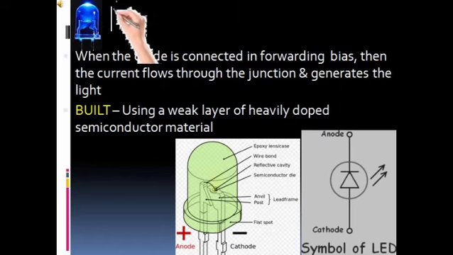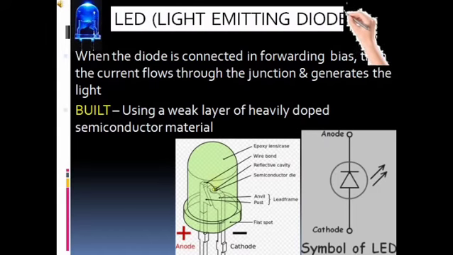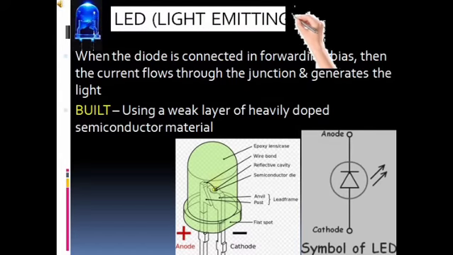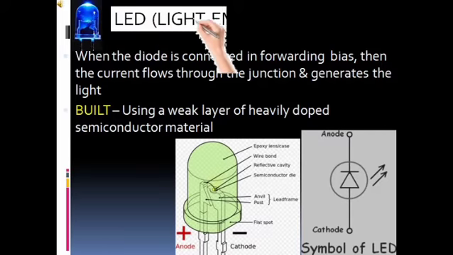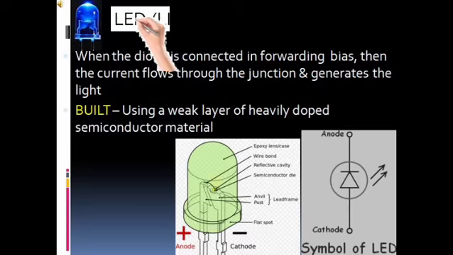It is built by using a weak layer of heavily doped semiconductor material. What does doped mean? Doping simply means the process of adding impurity to a semiconductor material so that new properties are built in it. That is doping.